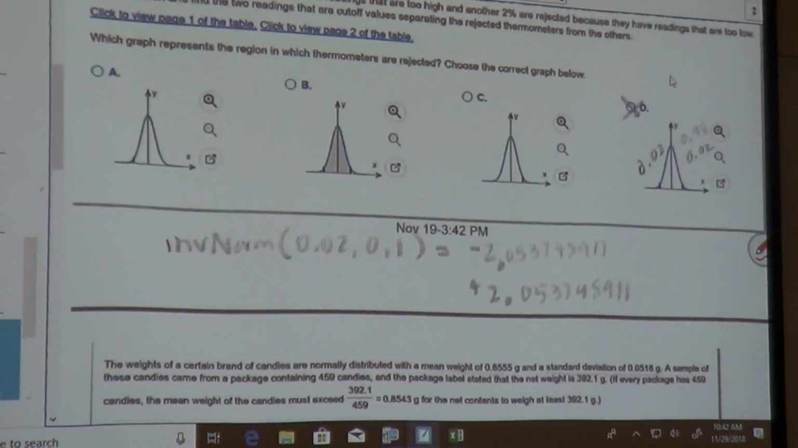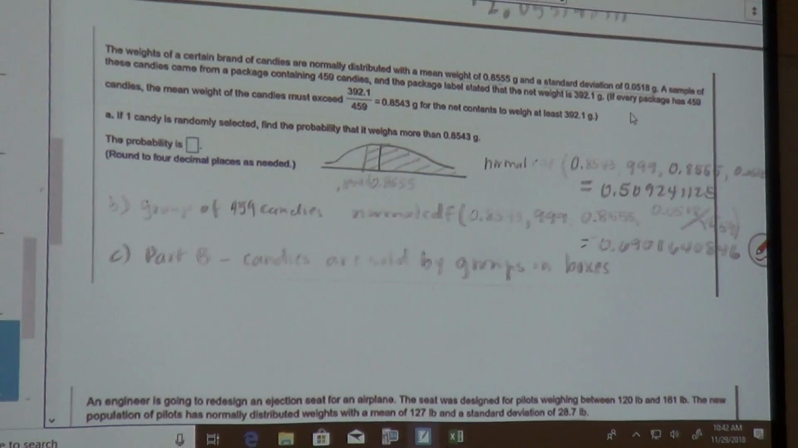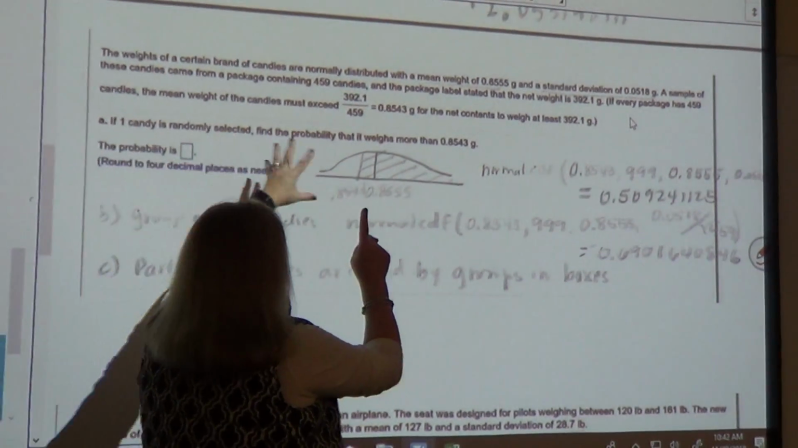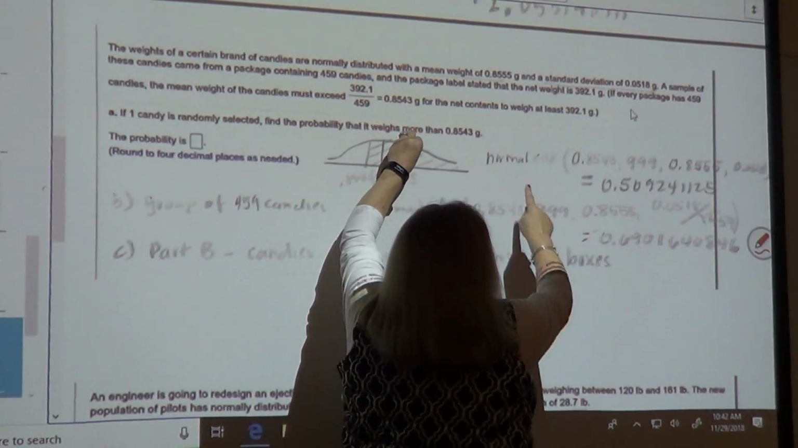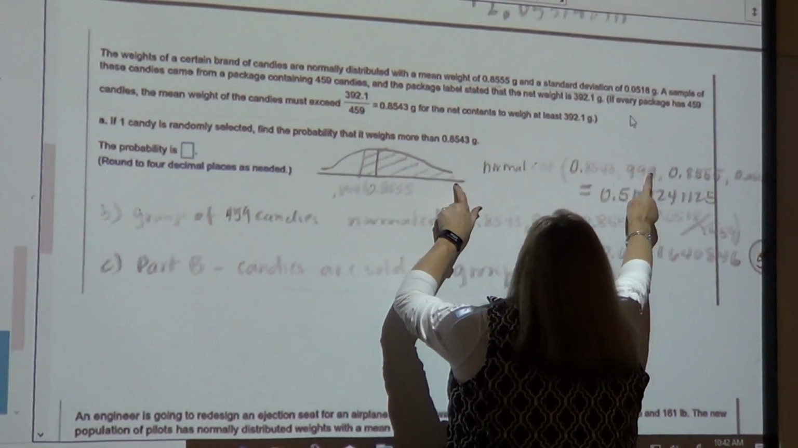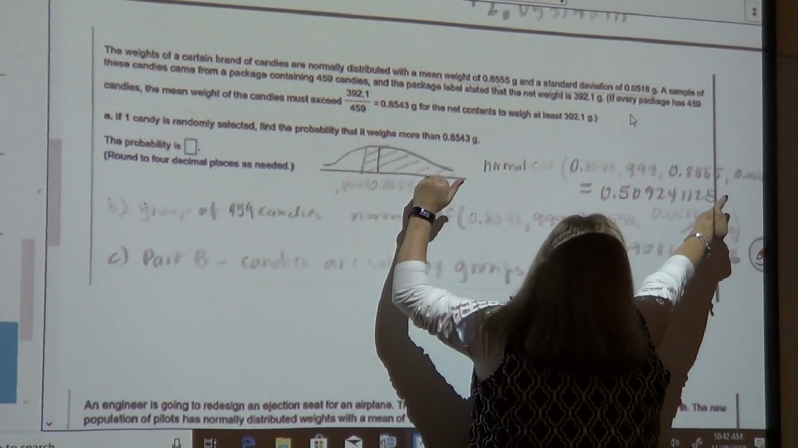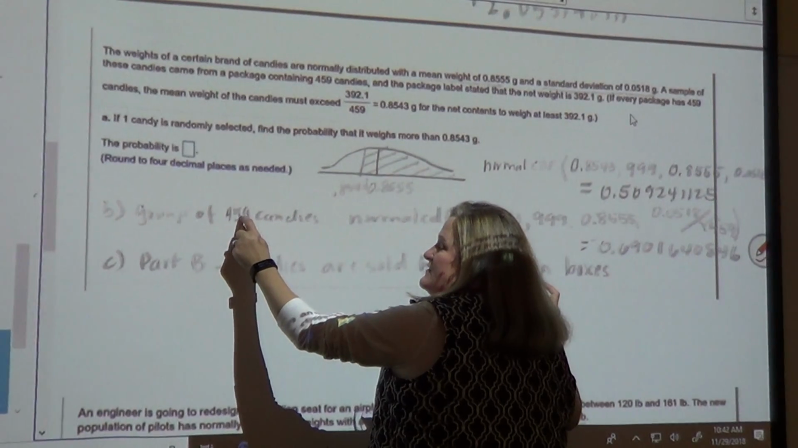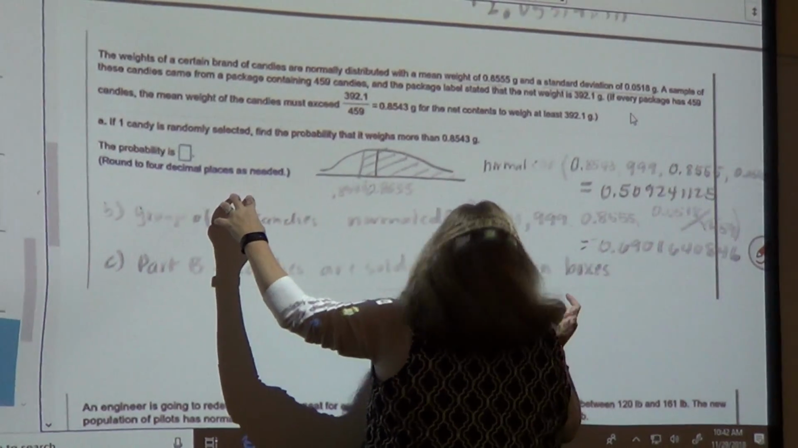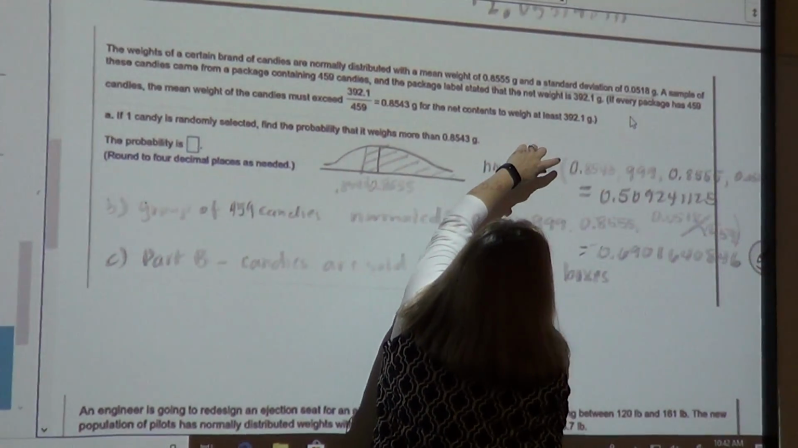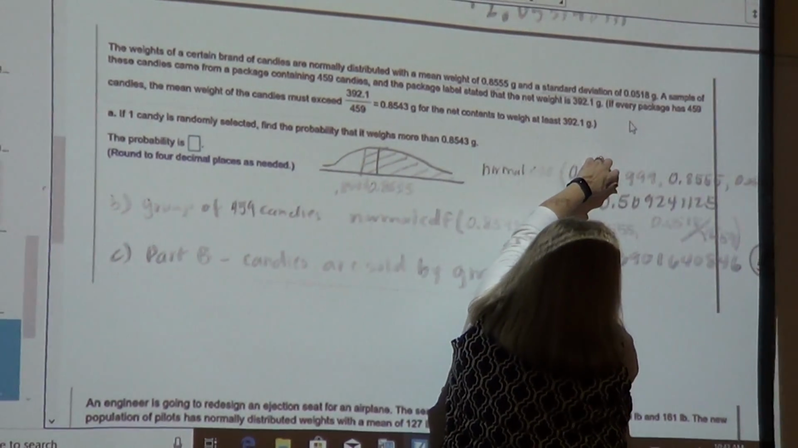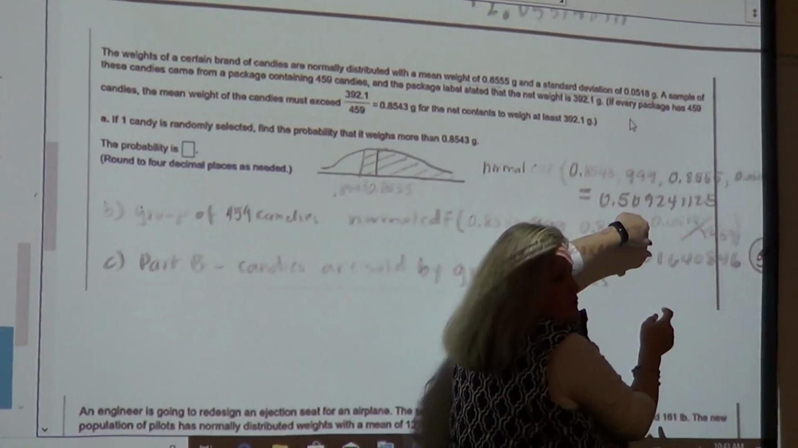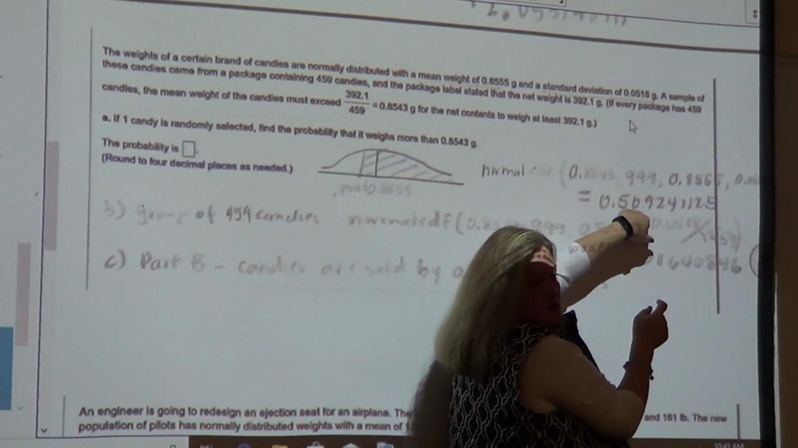Now, this one is that central limit theorem that we did. This said one candy. You're finding the shading, so it was normal. You did the left, you did the right, you did the mean, you did the standard deviation. Here, part B said you had a group of 459 candies. So it was group data. So everything was the same. The left, the right, the mean. The only difference is you take your standard deviation and divide it by the square root of 459. Remember?